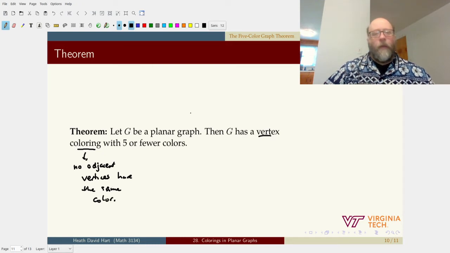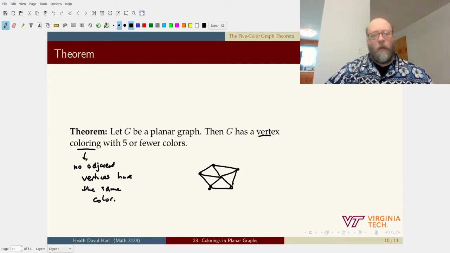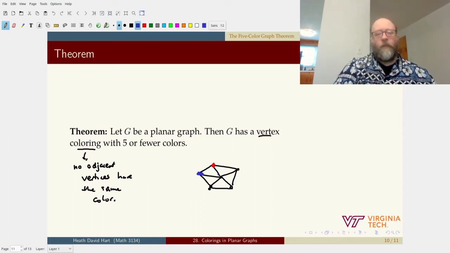Okay. So as an example, if I have this planar graph here, and I started coloring vertices, I can make this one red. But the vertices that are attached to it, they can't also be red. So this vertex could be blue. All right, but then this vertex could not be red or blue because it's adjacent to both of those. So we might make it green. There you go.